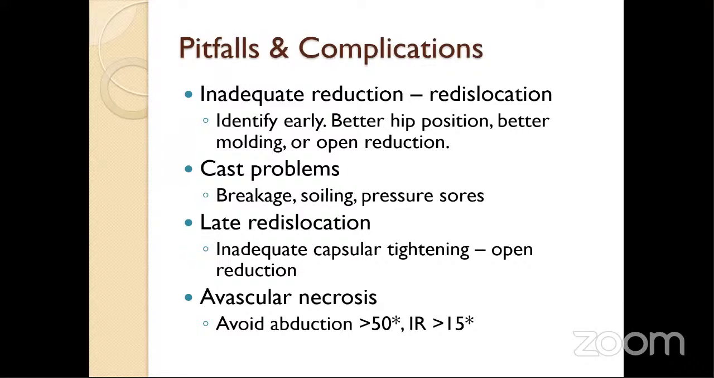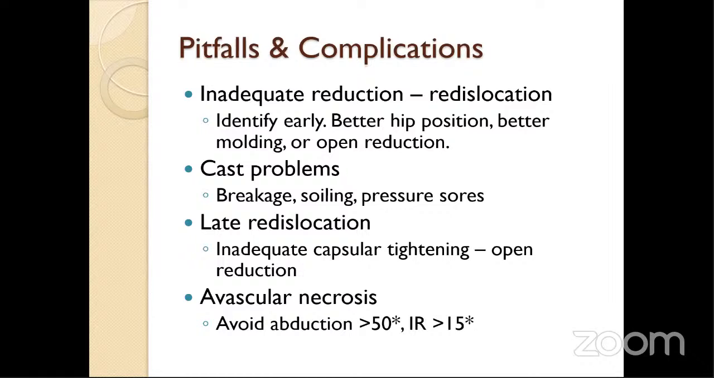Inadequate reduction will lead to redislocation. Identify it early, position your hip better, mold it better, or then you will go for an open reduction. There are some cast problems in the family. If they don't take care, there can be soiling, pressure sores, breakages if you are not reinforced well. Late dislocation happens if there is inadequate reduction or a very narrow safe zone, or the acetabulum does not remodel and may still need open reduction after some time.